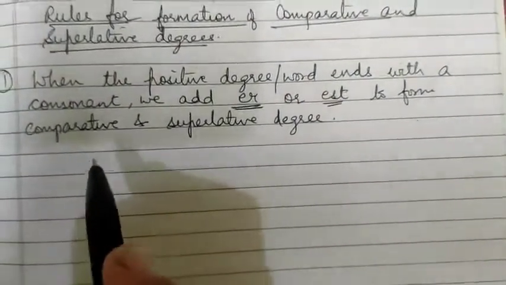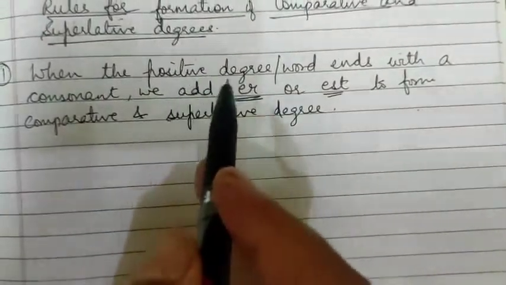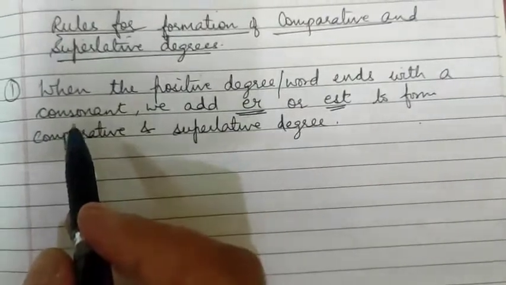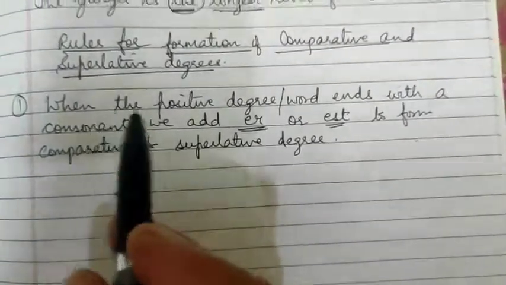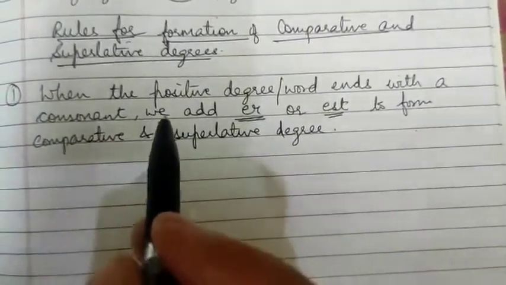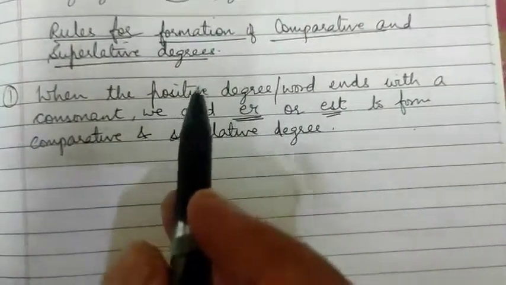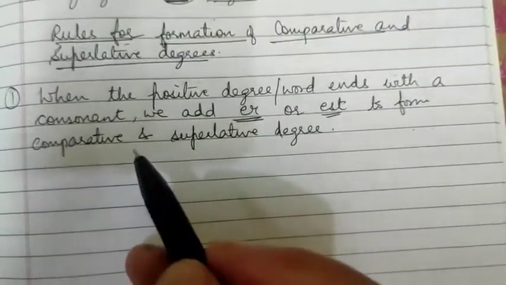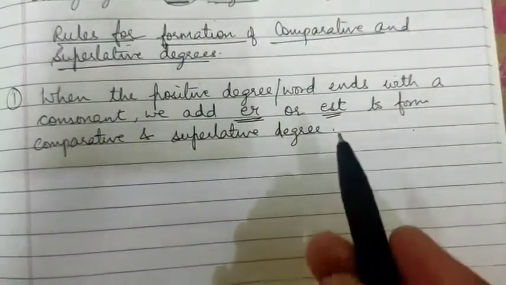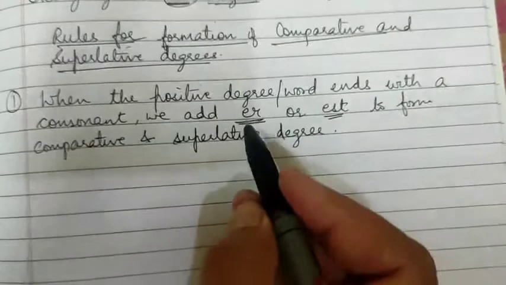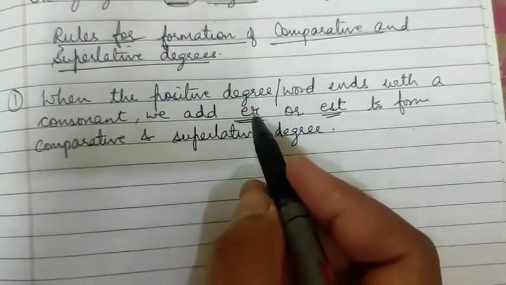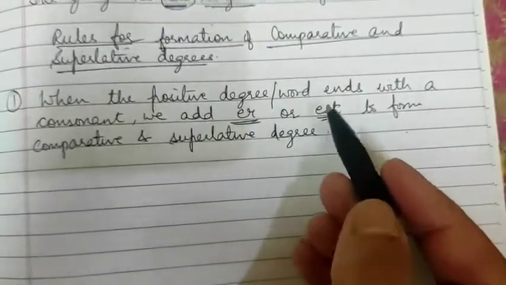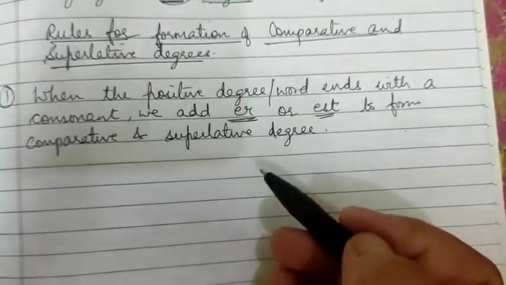Now children, when a word in the positive degree ends with a consonant, you all know what consonants are. Vowels are A, E, I, O, U and the rest of the alphabets are consonants. So when a positive word ends with a consonant, and we have to change it into comparative and superlative degree, we add ER at the end of the positive word for comparative degree, and EST at the end of the positive word for superlative degree.